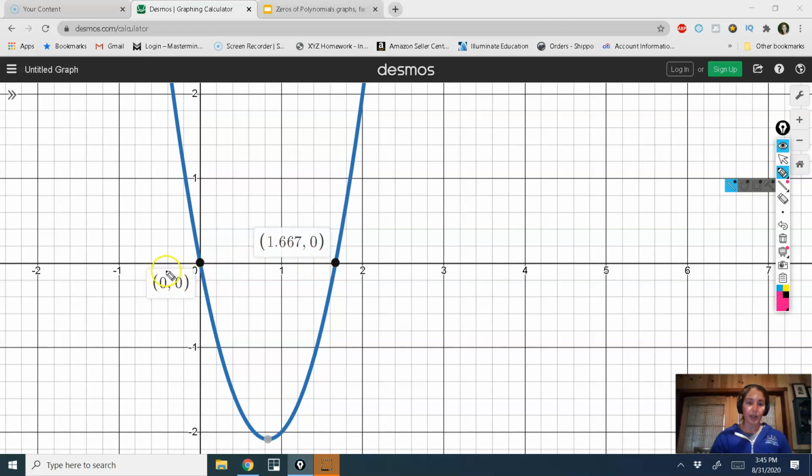And it looks like one of my zeros is at 0, and one of my zeros is at 1.667, which has a fractional representation. So it looks like I have a 0 at 0, and 1.667 is 1 2/3. This is better known as 5/3. So those would be the zeros of my quadratic. So again, what are we looking for here? We are looking for the x-intercepts. So when you're trying to find zeros from a graph, look for the x-intercepts.